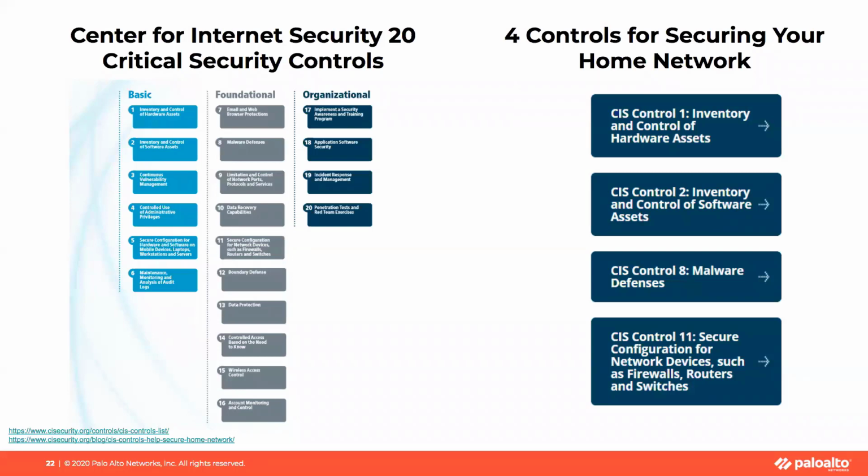There are four main controls that CIS calls out for helping to secure your home network: controls number 1, 2, 8, and 11. I'll go into those in a little more detail. Also, as David mentioned, these slides will be distributed, so the hyperlink to access the 20 critical security controls is listed on this slide for your reference. Next slide, if you could, Dan.